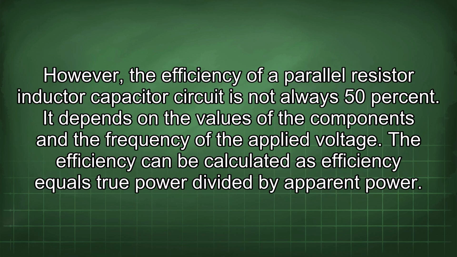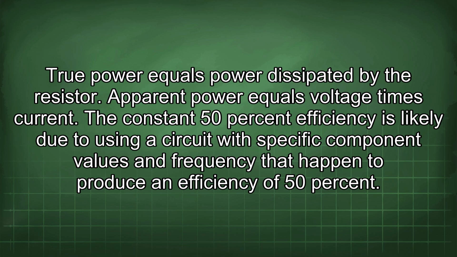However, the efficiency of a parallel resistor inductor capacitor circuit is not always 50%. It depends on the values of the components and the frequency of the applied voltage. The efficiency can be calculated as efficiency equals true power divided by apparent power. True power equals power dissipated by the resistor. Apparent power equals voltage times current.